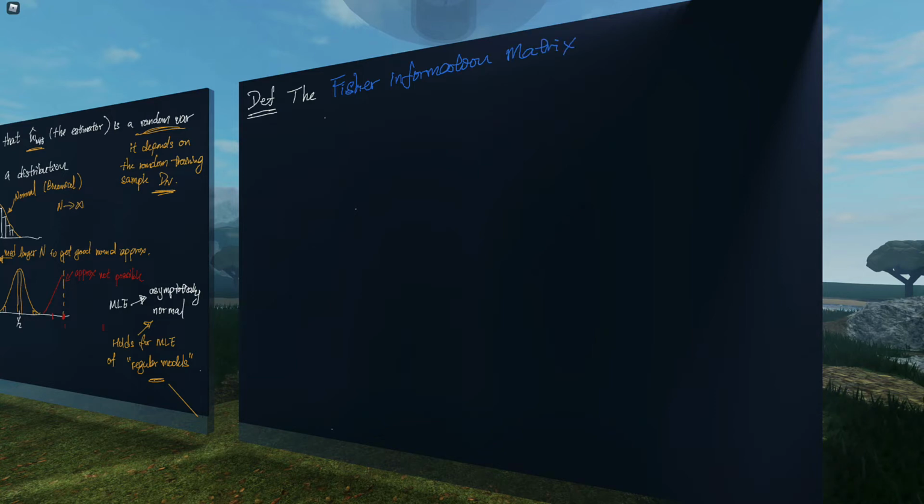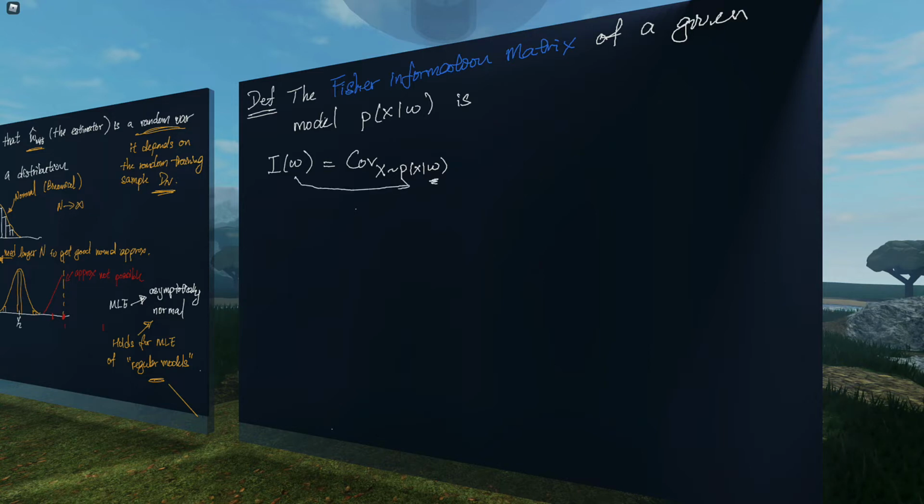The Fisher information matrix of a given model is the expression we denote I, a function of the parameter. I'm going to write out the idea first: it is equal to the covariance matrix, where the covariance is taken as if the data is sampled from the distribution at the model parameter prescribed by the input.